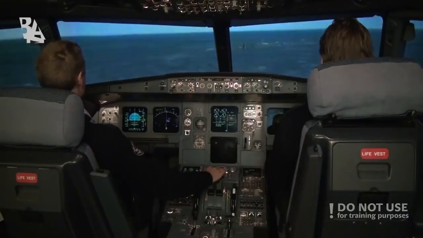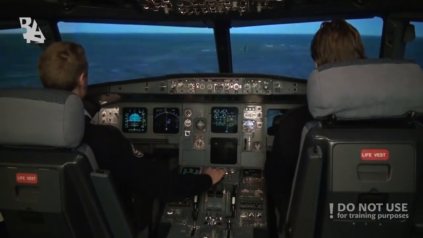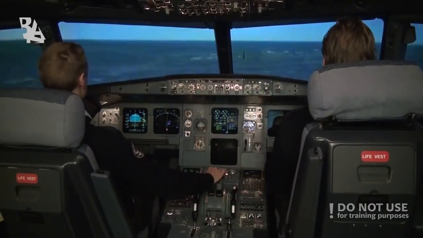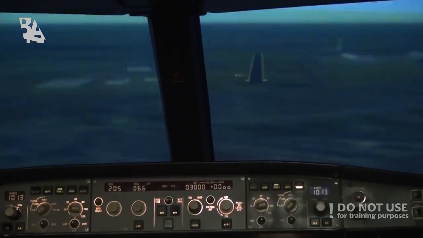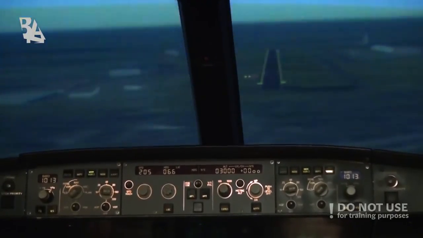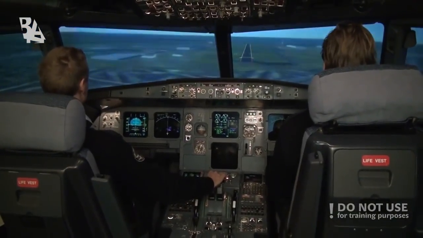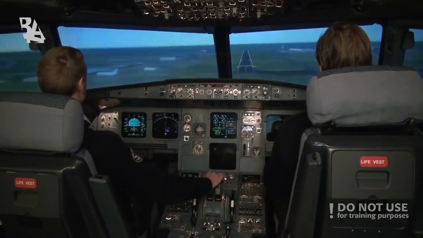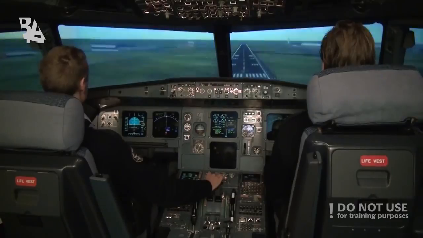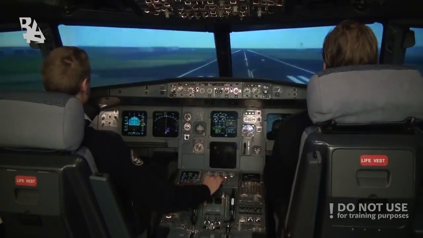1,000. Check. Approaching 700 feet. 500. Check. Good speed. We are good on the glide path. Minimums. Continue. Stable. 300. 200. 100. 50, 40, 30, 20, retard. 5.